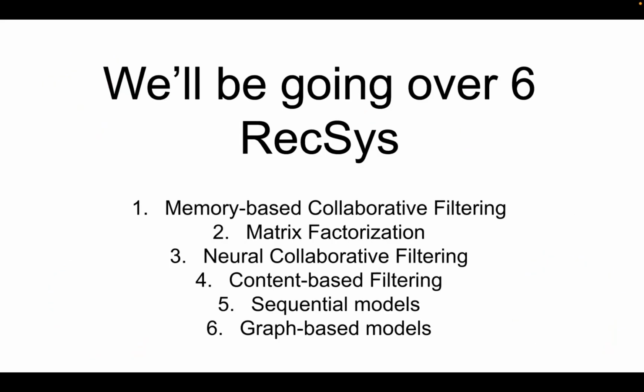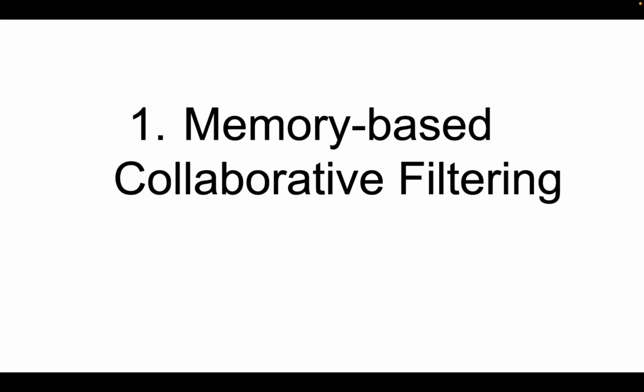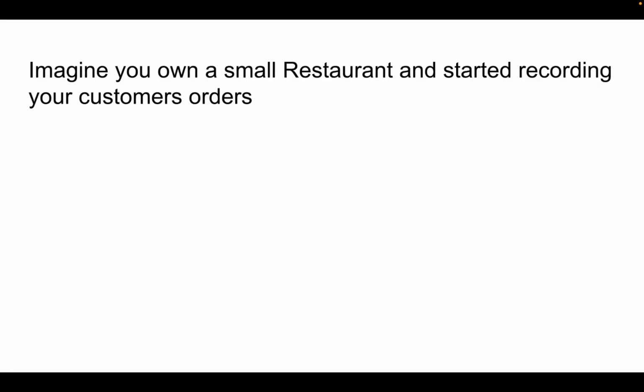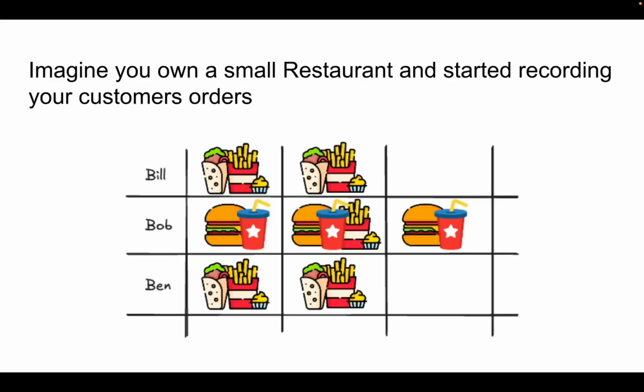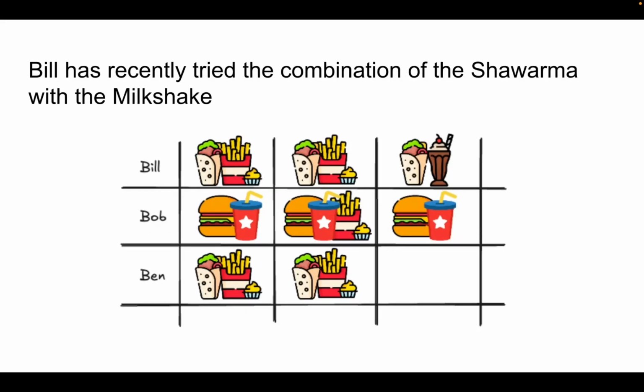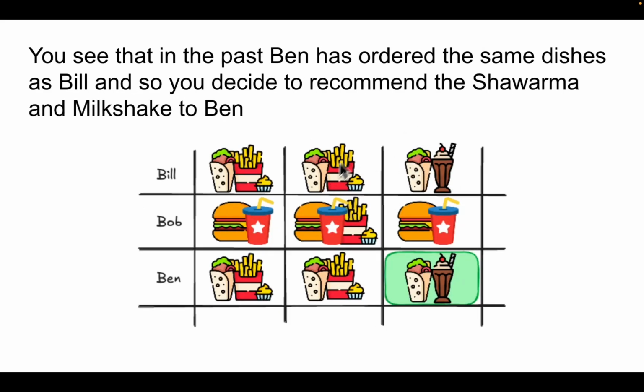And we'll be going over 6 recommendation systems. So let's get started. First, memory-based collaborative filtering. Imagine you own a small restaurant and start recording your customers' orders. And this is what you get. Bill has recently tried the combination of the shawarma and the milkshake. You see that in the past, Ben has ordered the same dishes as Bill, and so you decide to recommend the shawarma and milkshake to Ben. That's all it is. Similar clients get similar suggestions.